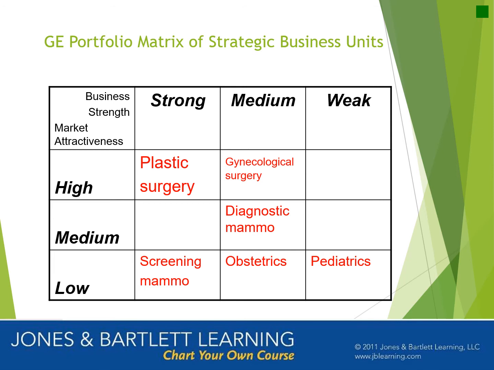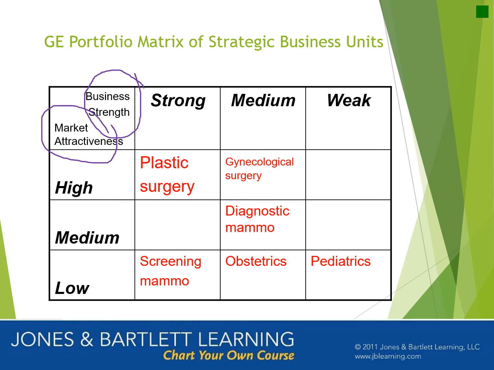Here's just one way that in the business world they use this GE portfolio matrix with strategic business units. And so you can analyze, look at your facility. So 2 dimensions. The first is business strength. What are we strong at? What are we medium at? What are we weak at? Matching that with market attractiveness. And so how attractive is that market?